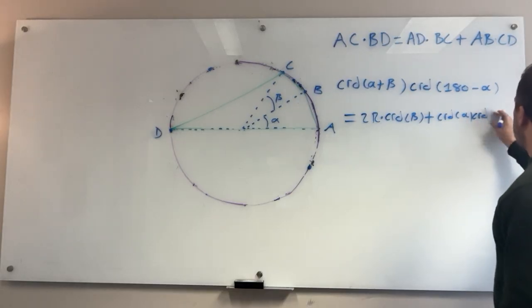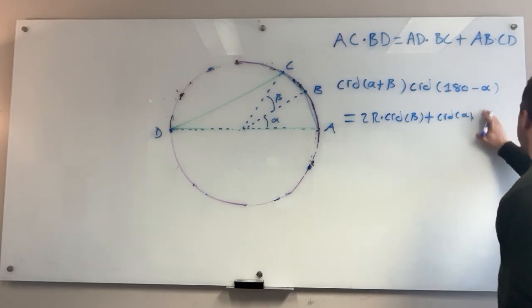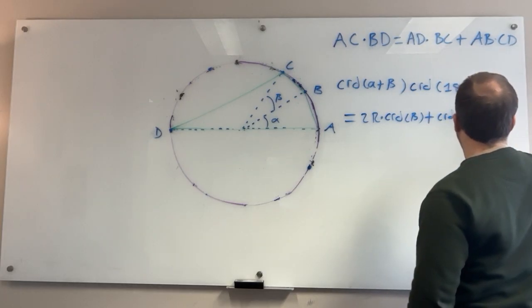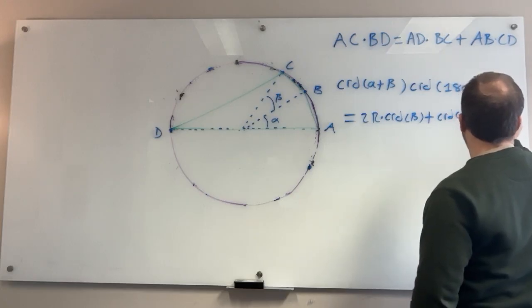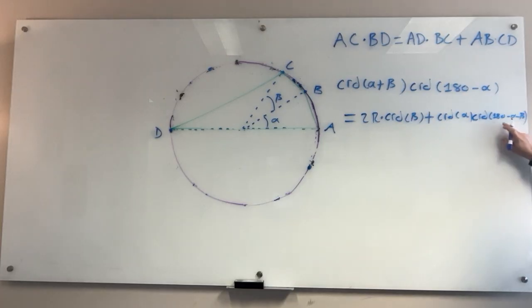So this is going to be chord 180 minus alpha minus beta. So that right there says chord 180 minus alpha minus beta.